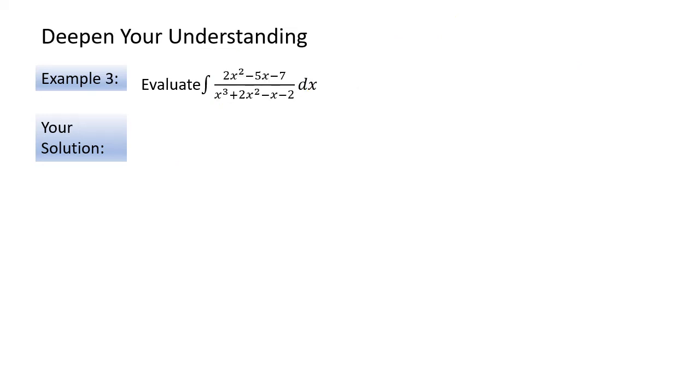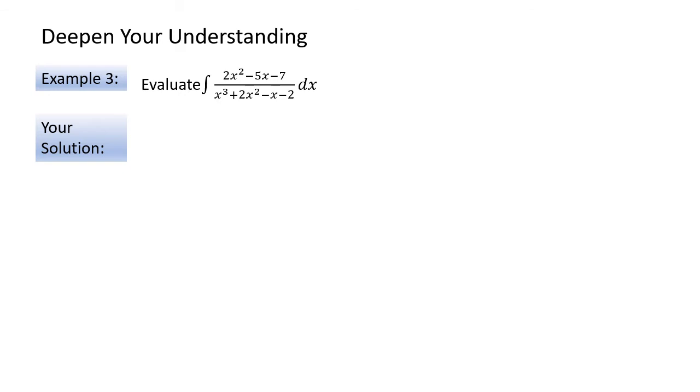Okay, so our third example, our denominator looks a little bit different here. We have: evaluate the integral of 2x squared minus 5x minus 7 divided by x cubed plus 2x squared minus x minus 2. So you can see we have a cubed function in the denominator, and we're going to approach factoring a little differently. You'll see somewhat similar methods.